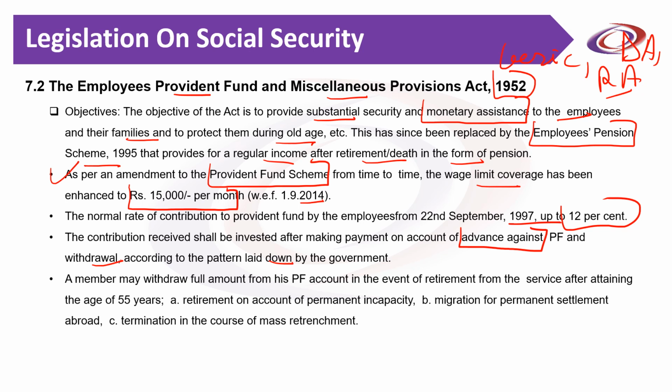A member may withdraw the full amount from the PF account in the event of retirement from the service after attaining an age of 55 years. So there are options there: retirement on account of permanent incapacity, migration for permanent settlement abroad, termination in the course of mass retrenchment. The scheme also provides for transfer of the payments account, that is if the person is leaving the service of an employer. Refundable withdrawal is also there, and every member shall be supplied with the accounting statement immediately after the close of the accounting year. So this is regarding the protection under the Provident Fund scheme.